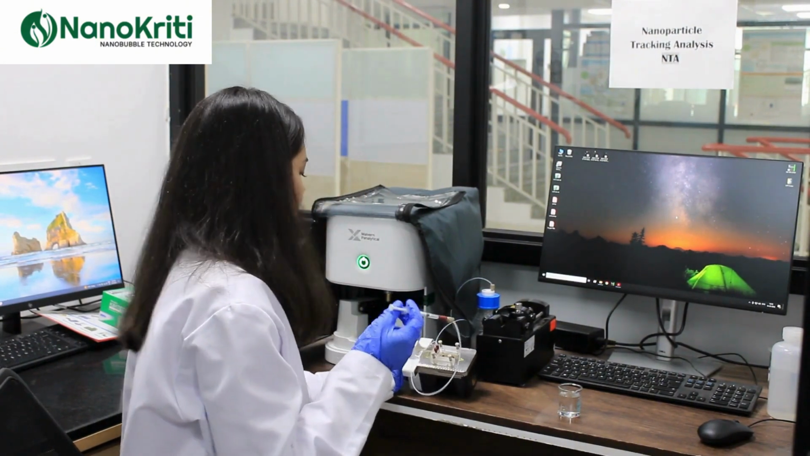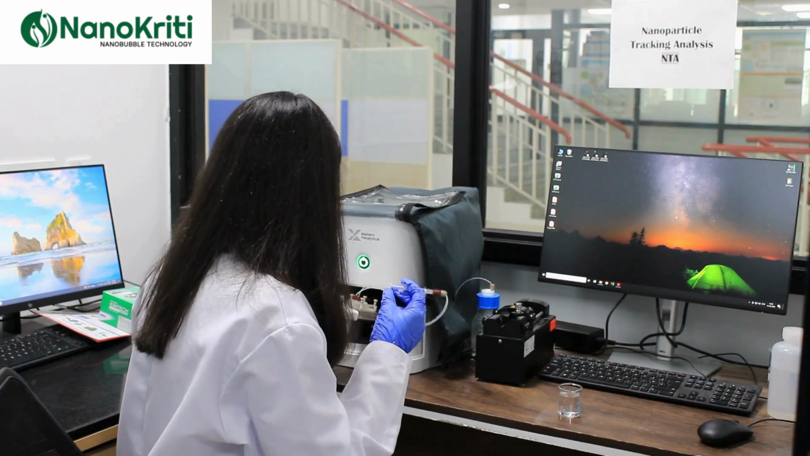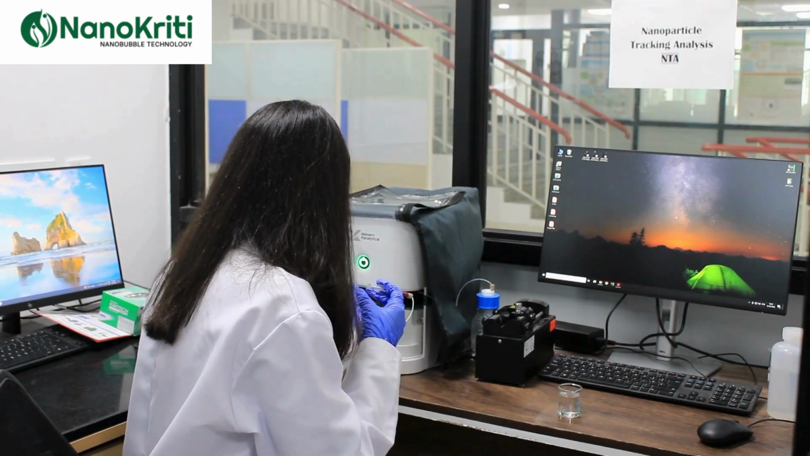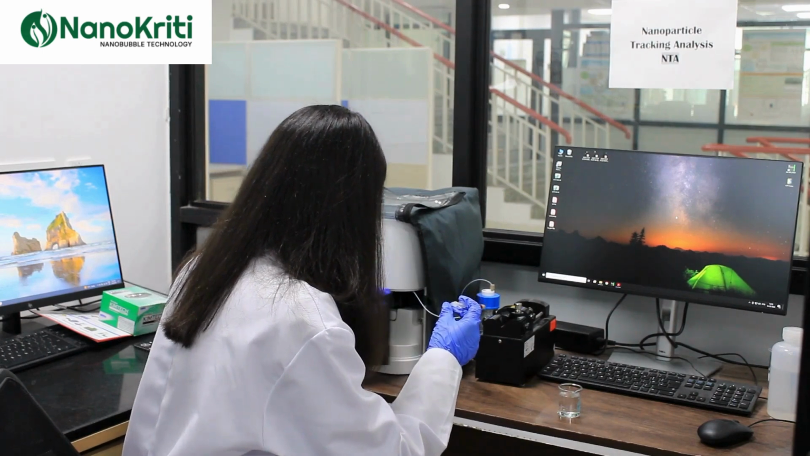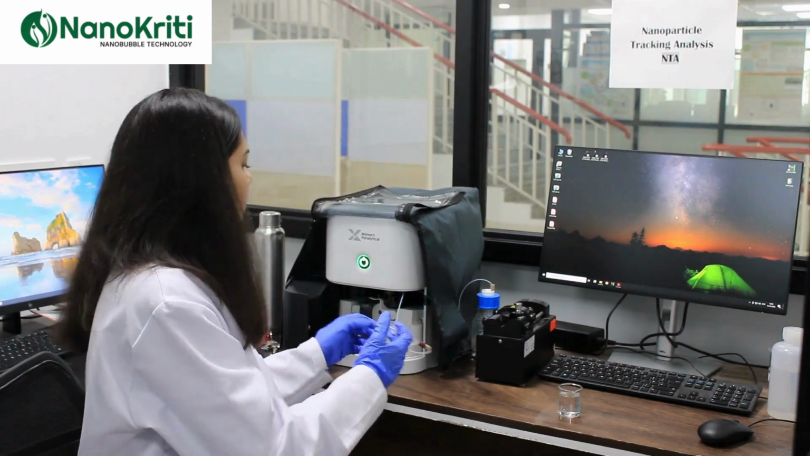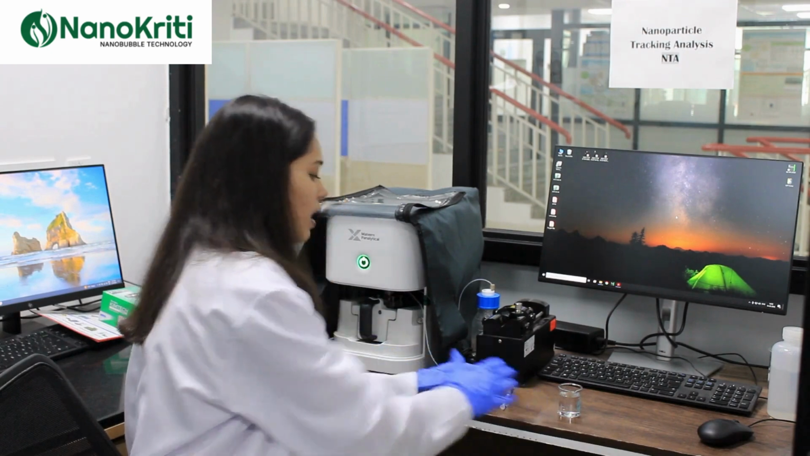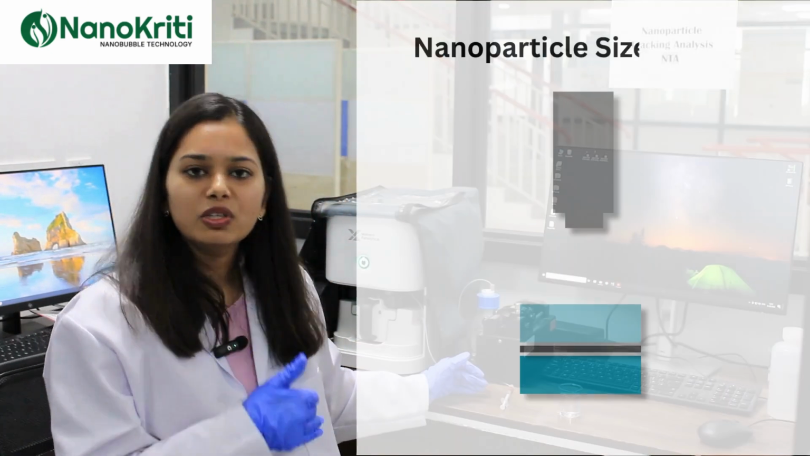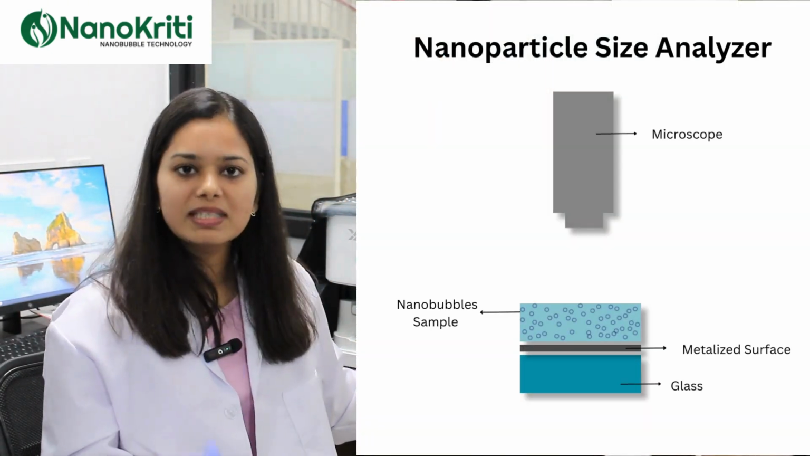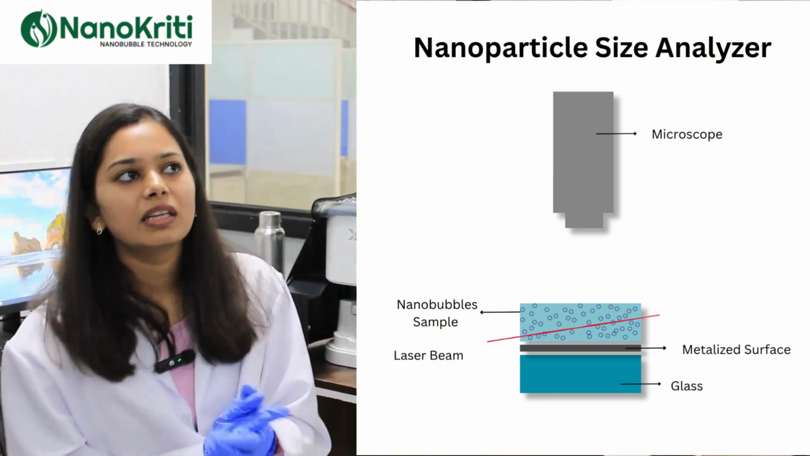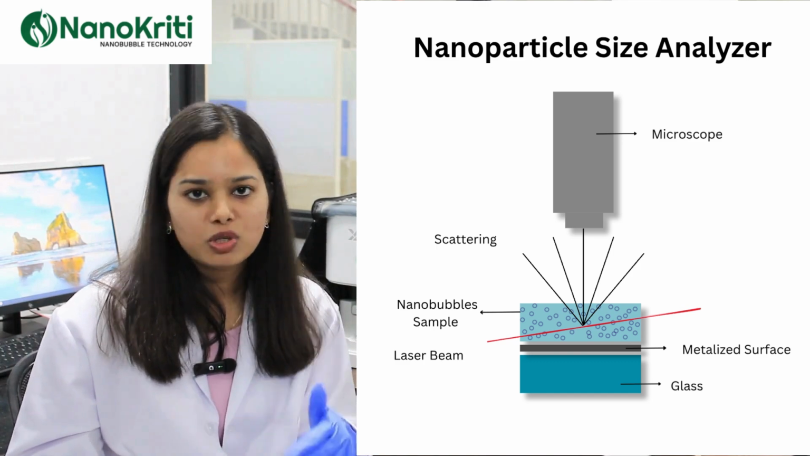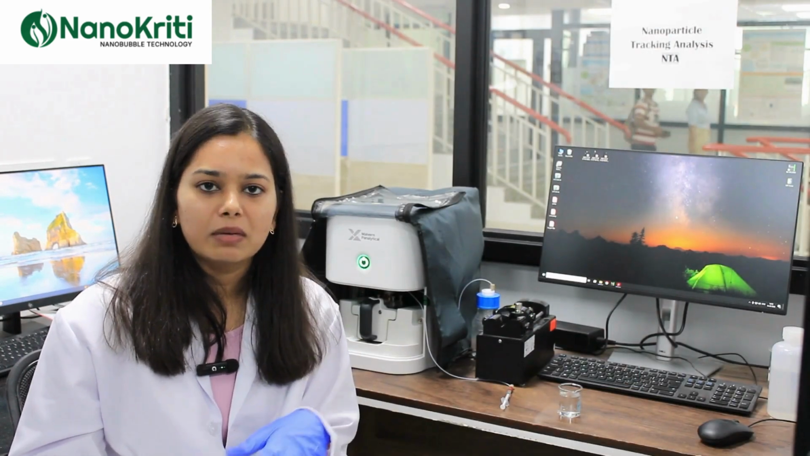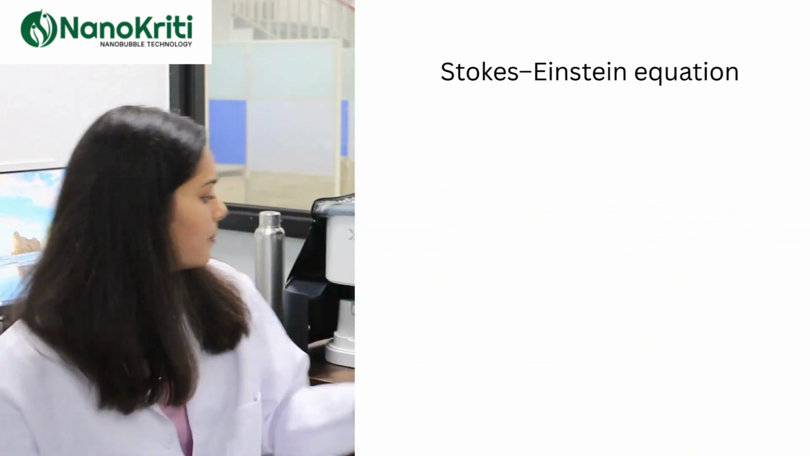Once we have injected the sample, we keep this plate here in the podium and we close it. Here basically what happens is the laser beam is passed through the sample, in which the nanobubbles scatter the light and they are seen as moving entities. This moving entity's motion basically is converted into their hydrodynamic diameter using the Einstein-Stokes equations.